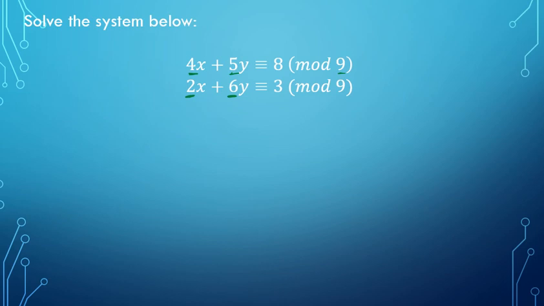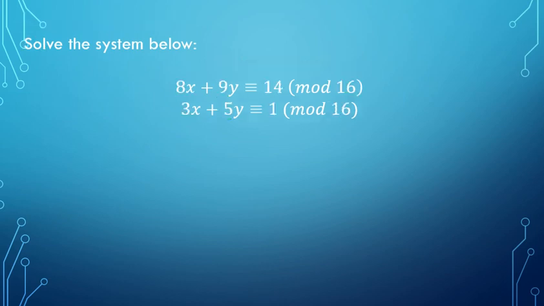You're just eliminating one variable in two separate cases. You're going to get rid of one variable, solve for the other one, then going back to the given system of congruences, you're going to eliminate the variable that you just found a value for, and then solve for the other variable, the one that you don't have any value for yet. So here's another one that we will go through.